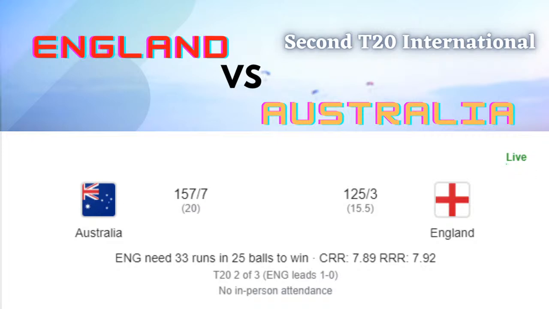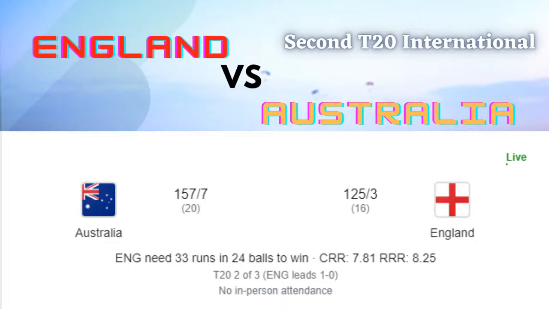After 16 overs, England are 125 for 3. This should be interesting to see who will win the match. England need 33 runs from the last 4 overs. They have 7 wickets in hand, but Australia lost the last match from a similar situation.